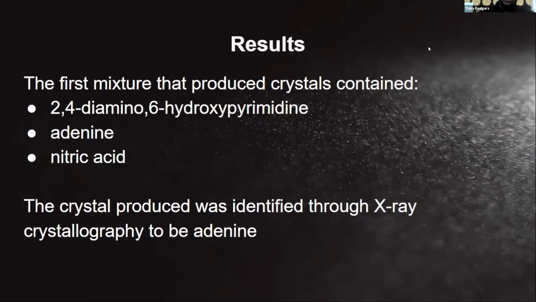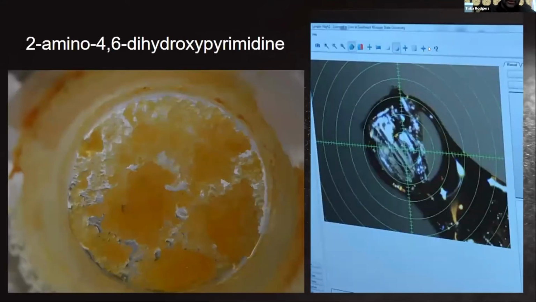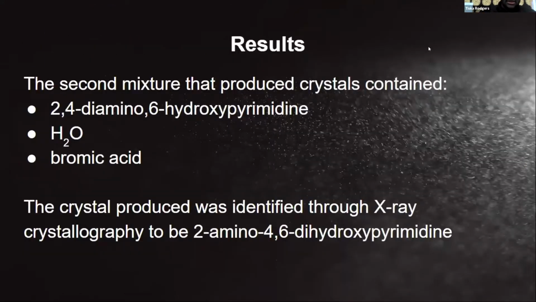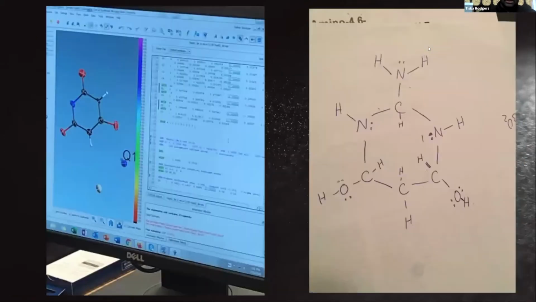From the results of the process, our first mixture contained 2-amino-6-hydroxypyrimidine, adenine, and nitric acid, and it was identified to be adenine from the results. And this is a picture of it. Our second mixture showed results. From the results of our second mixture, we got 2-amino-4,6-dihydroxypyrimidine. And this is a picture of the crystal and a picture of the crystal undergoing the process.